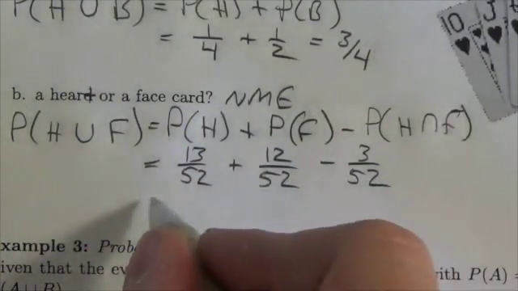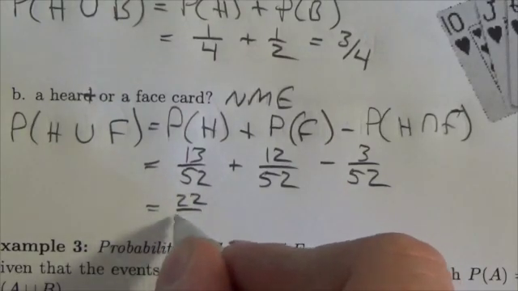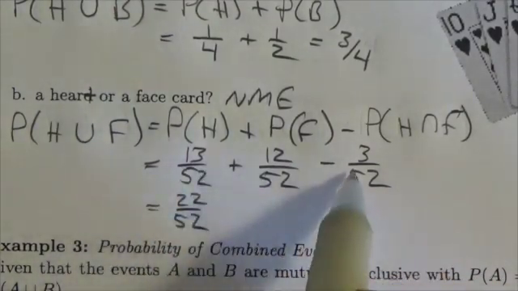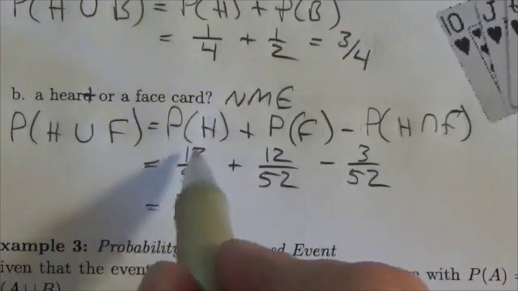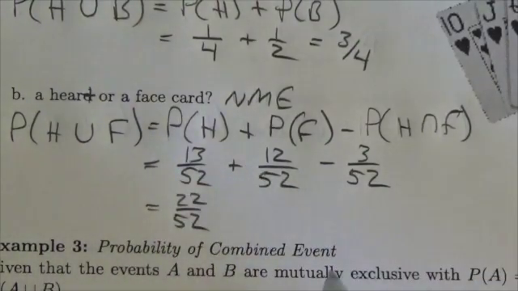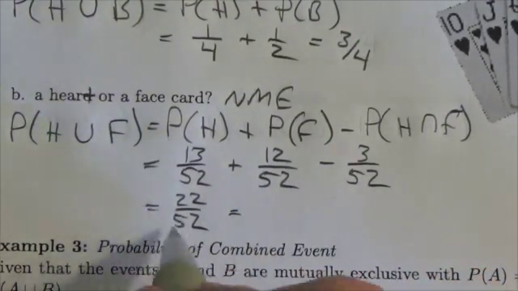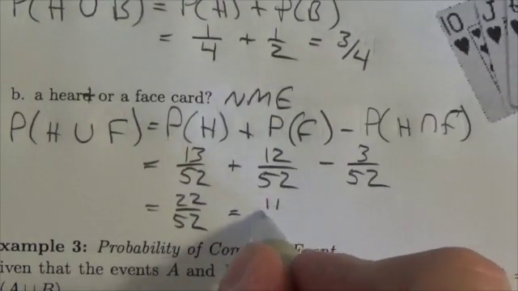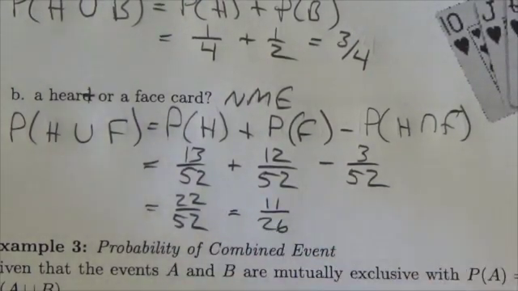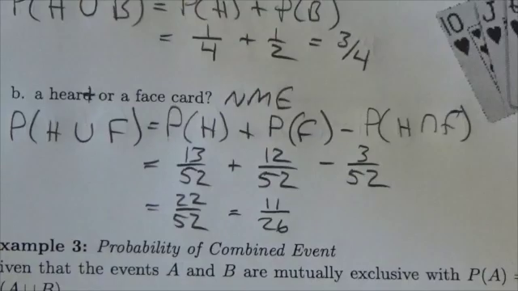Putting that all together, we are going to get 22 out of 52. Now the easy way to do that is subtract 3 from the 13 to get 10, and 10 plus 12 is 22. And then we can divide both by 2 here to get 11 out of 26. And so that's the probability of getting a heart or a face card.